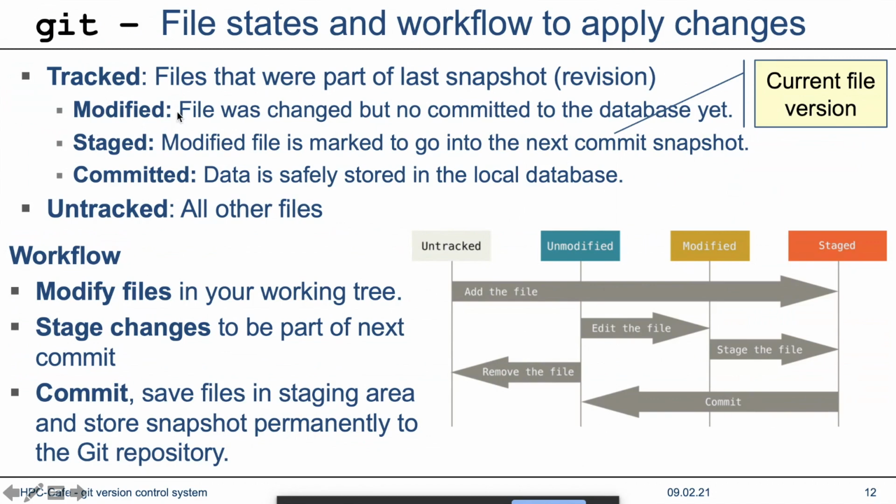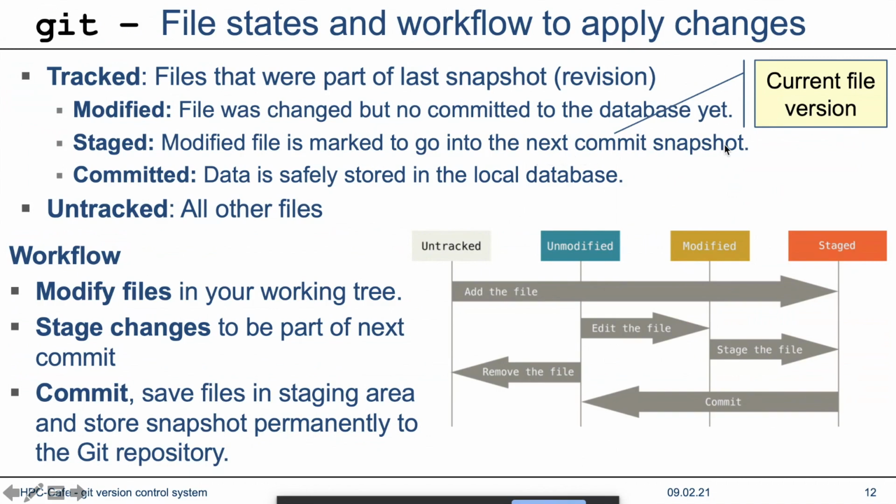Modified: that's a file that was changed but not committed to the database yet. So if you have a file that is under revision control and you edit it, then this file is modified. Then you have staged, and this is something special. A staged file is a modified file that is marked to go into the next commit.